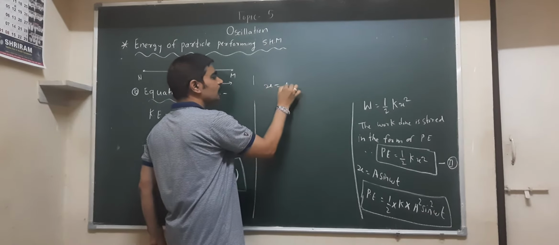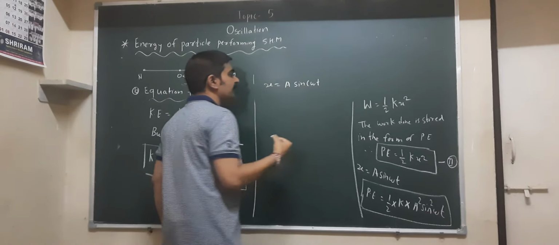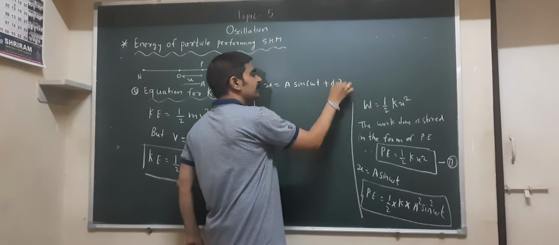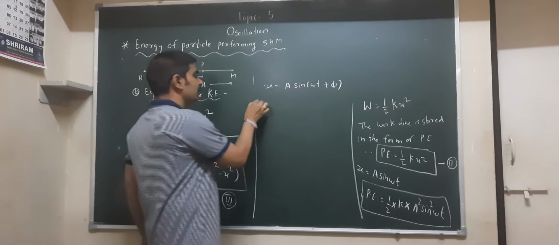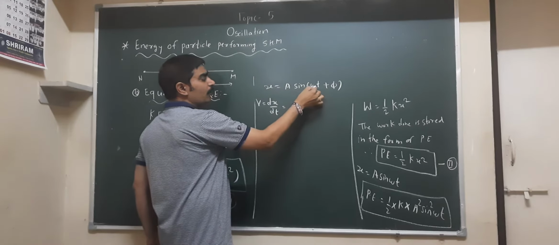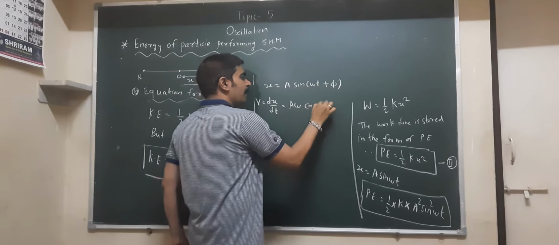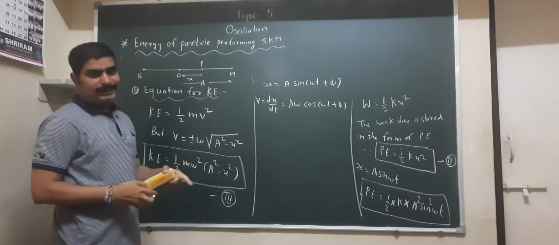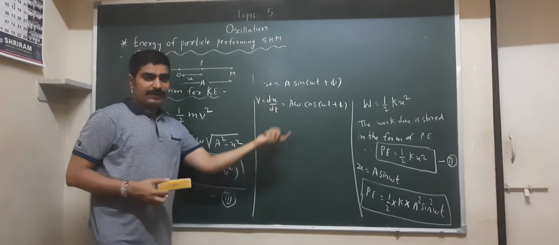We know that x is equal to a sin omega t is the displacement of the particle, or x is equal to a sin omega t plus phi, that is the displacement of the particle. Now if we want to write in the format of velocity, v is equal to dx by dt. Take the derivative. So the derivative gives a omega cos omega t plus phi. So this is the value for the velocity. In some reference books, phi is not taken, only omega t. So I have written the phi also there.